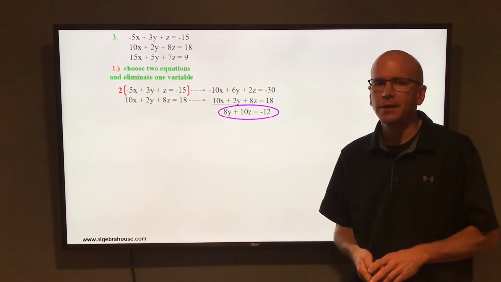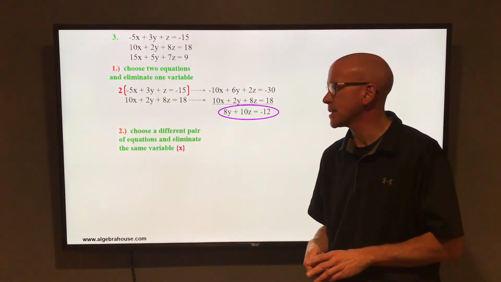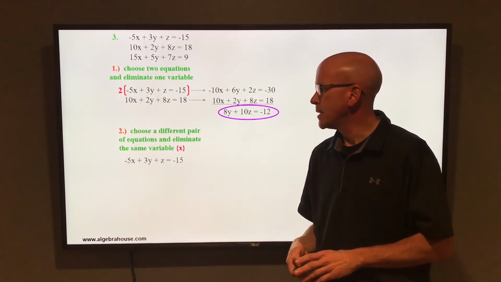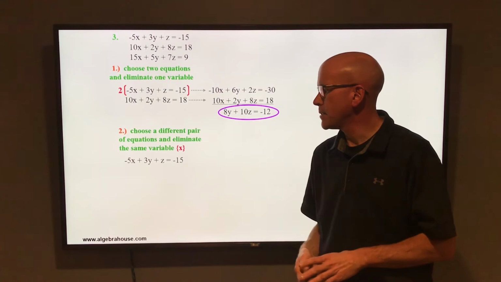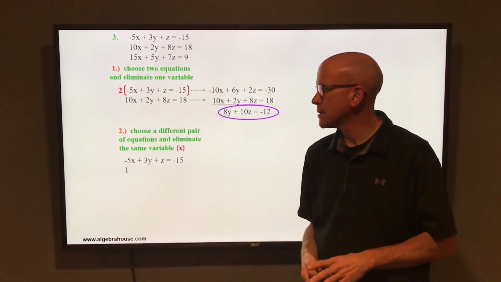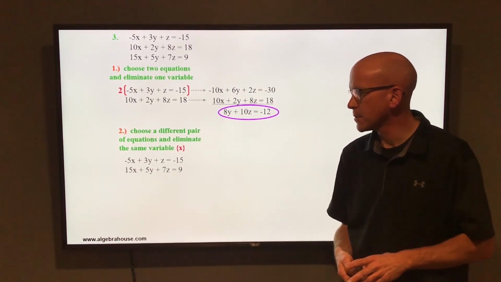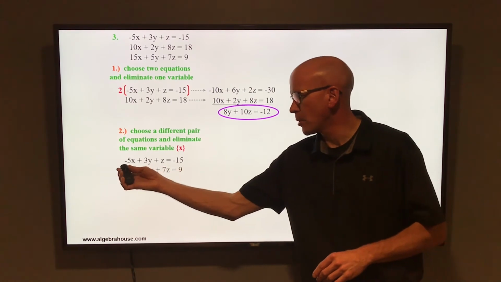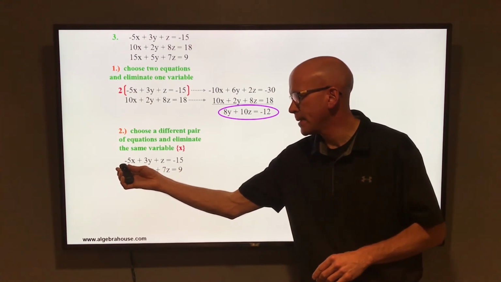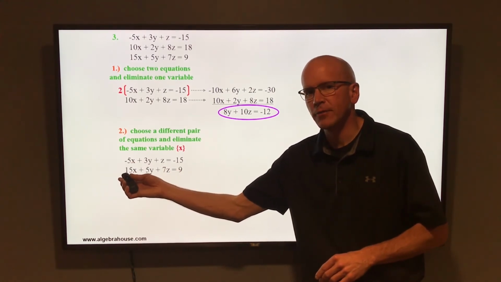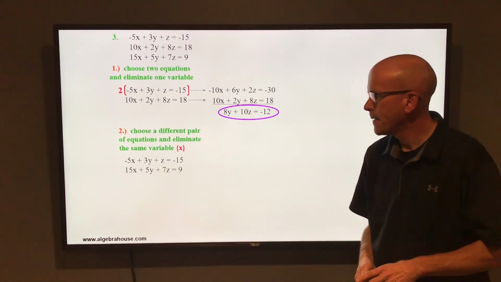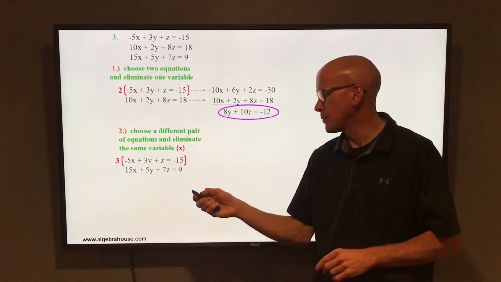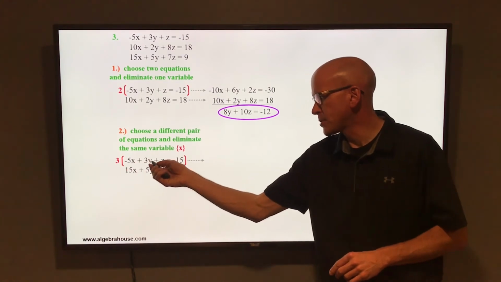Next step, choose a different pair of equations and eliminate the same variable. So I need to eliminate, as I did the first time, the x. I'm going to go with the first equation and the third equation. First and third, so if I go with the first and third, I'm going to multiply the top equation by 3. That'll make that a negative 15x and a 15x. Those will be eliminated. So take the top by 3. Bottom will stay the same.